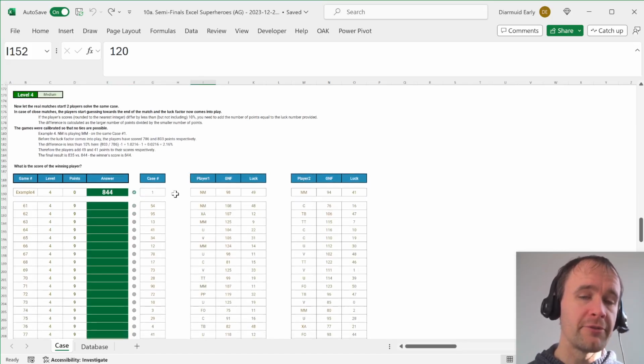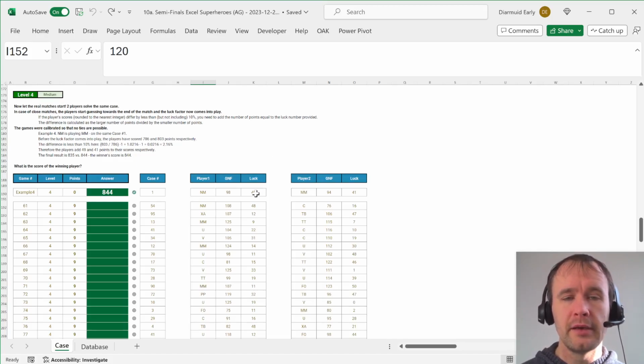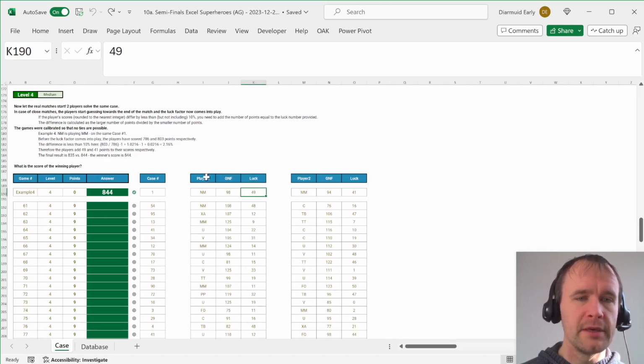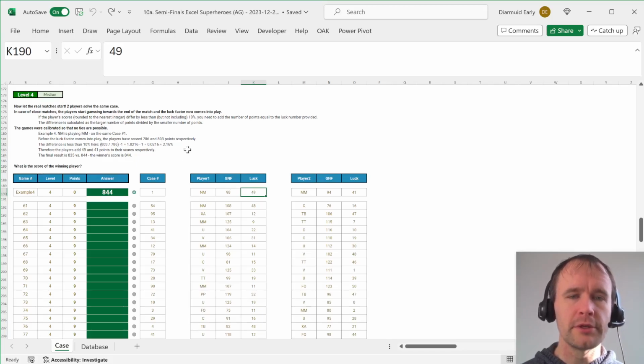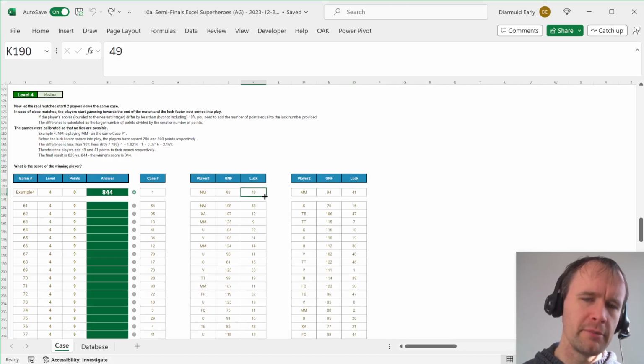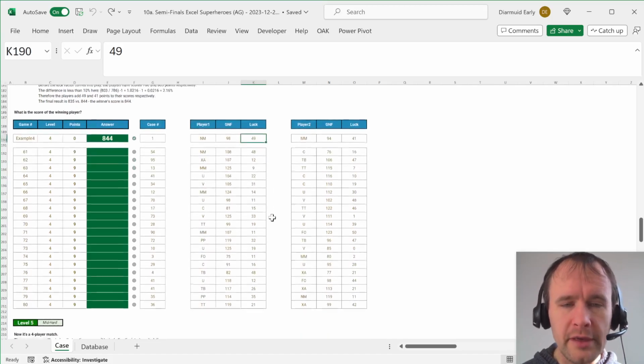Then for level 4, we start to have multiple players, and the luck factor comes in. The luck factor is basically if two players are close together, meaning there's a less than 10% difference between them, then they start to guess. It's the equivalent of people using RANDBETWEEN in the real competition. If they're that close to each other, then you add a number of luck points to each person's score. I feel like you'd be doing pretty well to get 49 points by lucky guessing, but you never know. I guess a lot of these are lower.